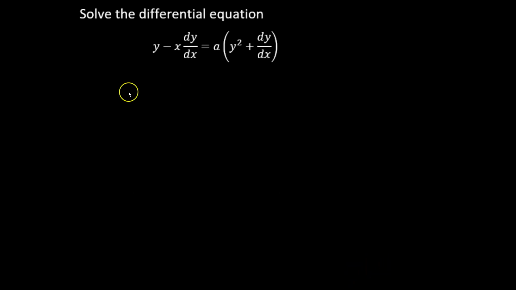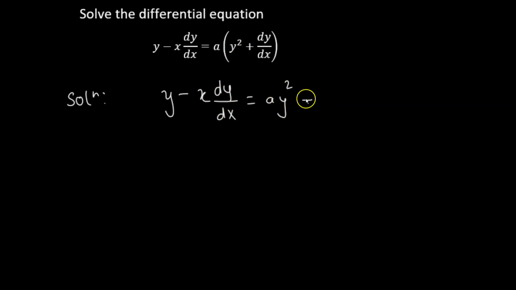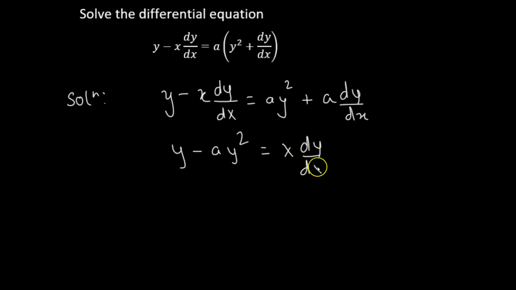Problem number 5. We have here a differential equation. Let's try to separate the differentials. We begin with y minus x times dy over dx equals a times y squared plus a times dy over dx. So that's y minus a times y squared equals x dy over dx plus a times dy over dx.